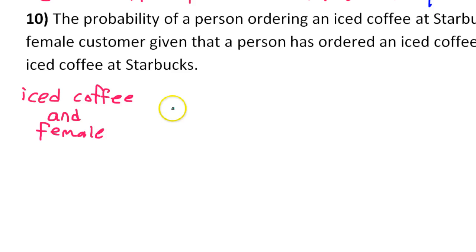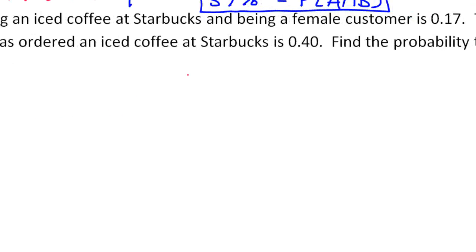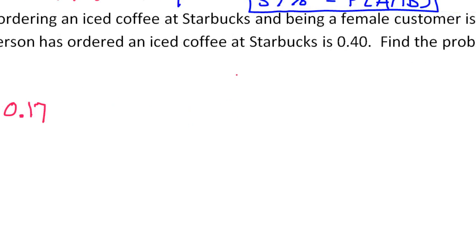Alright, so iced coffee and female. We are being given the probability of I and F, and we're told that that is 0.17. Okay, what else are they going to give us?